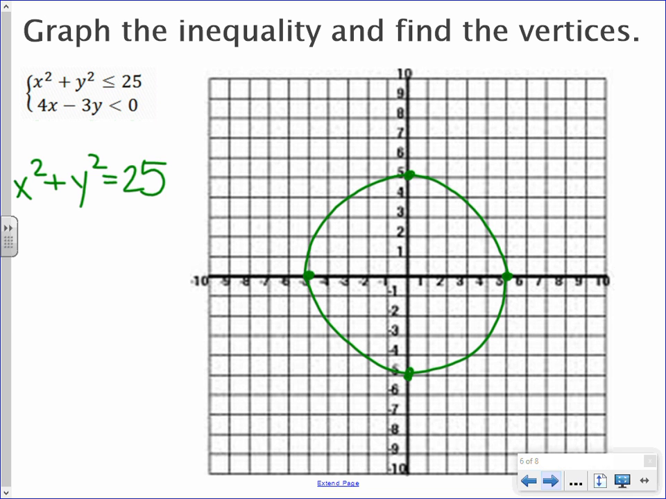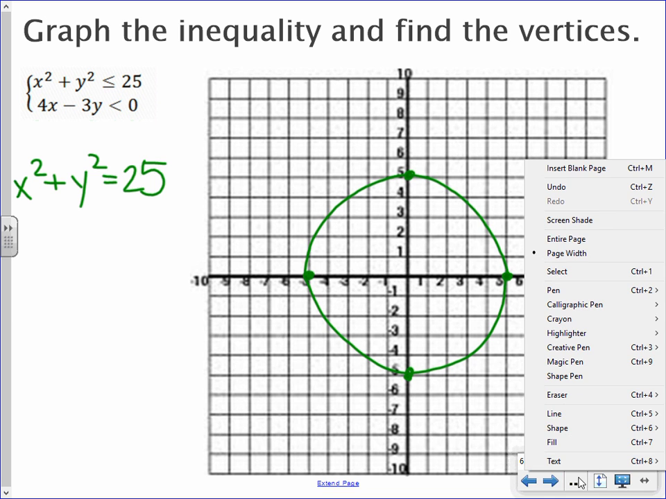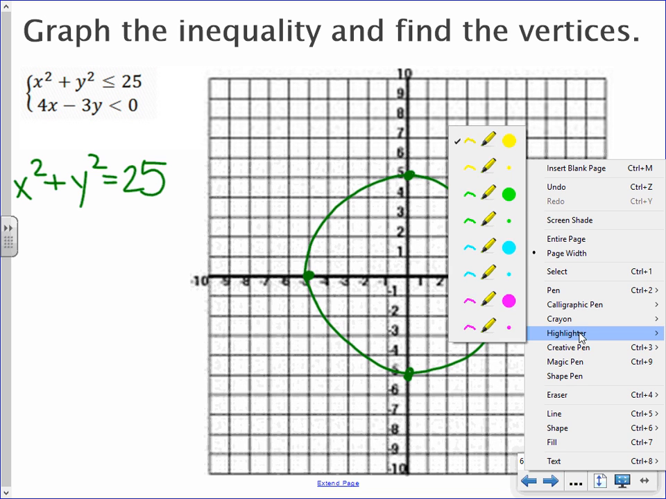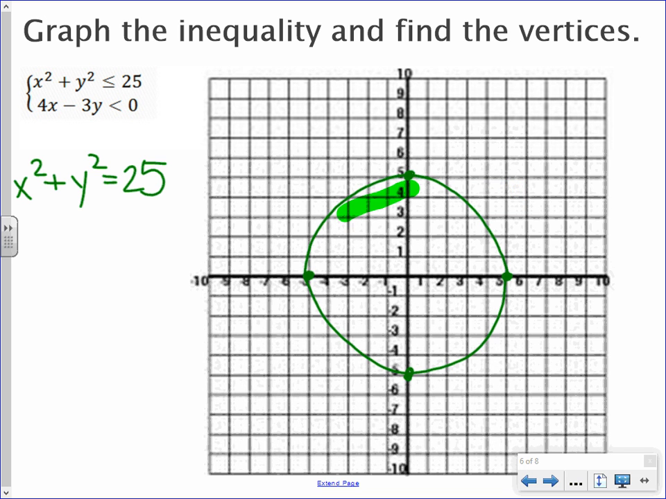Now, are we going to shade inside or outside? Inside. If we pick a test point, the easiest one is 0, 0. When I plug in 0, 0, is 0 less than or equal to 25? Yes. So I'm going to shade inside.